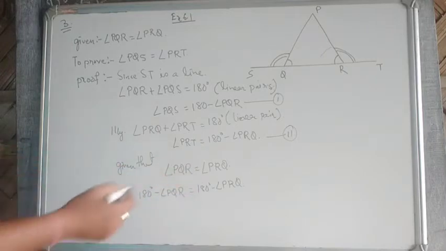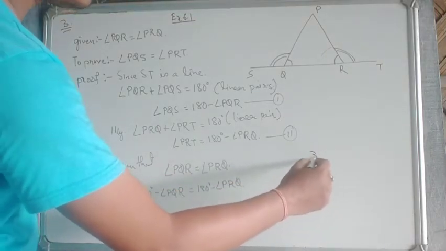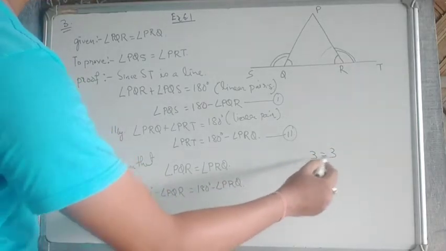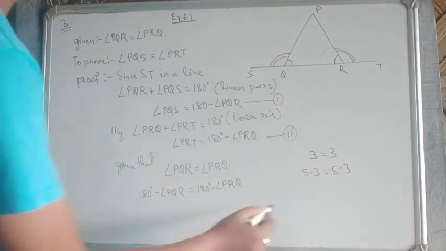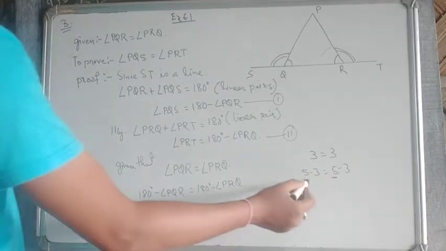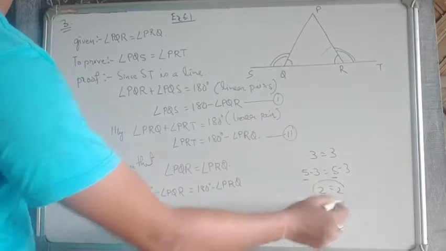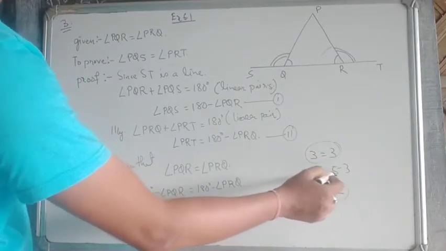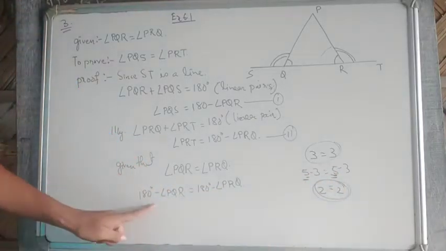It's like, suppose I say 3 is equal to 3. So if 3 is equal to 3, I can say 5 minus 3 is also equal to 5 minus 3. Suppose 5 is 180. So 180 minus 3 and 180 minus 3 will also give me 2 and 2. So this is also equal. If I subtract any one number from both sides, that also gives me equal. Okay, so that's what we did here.